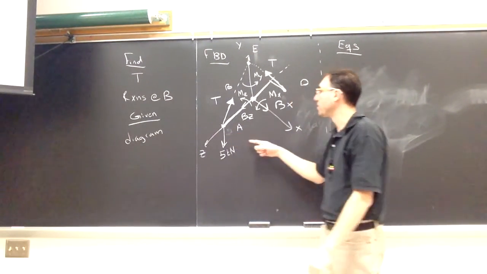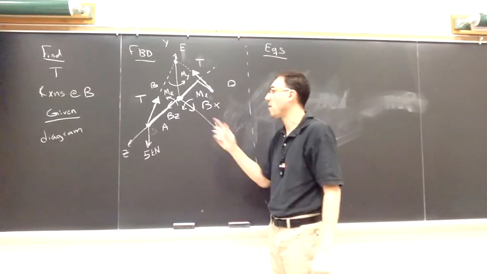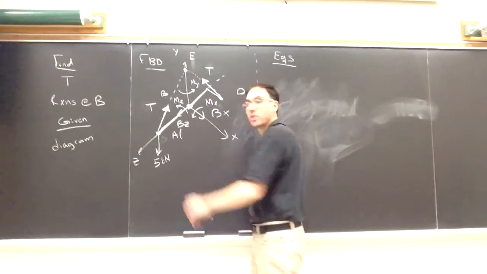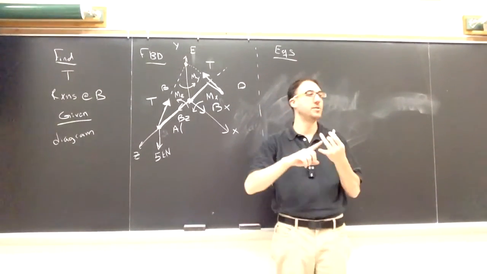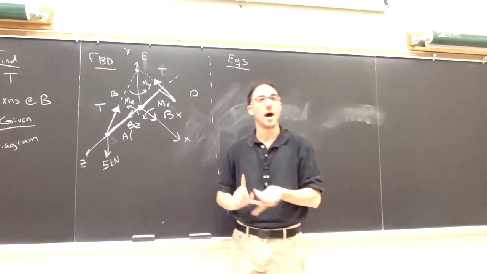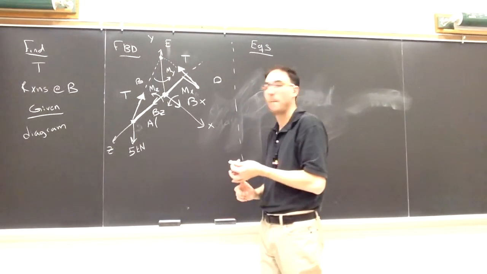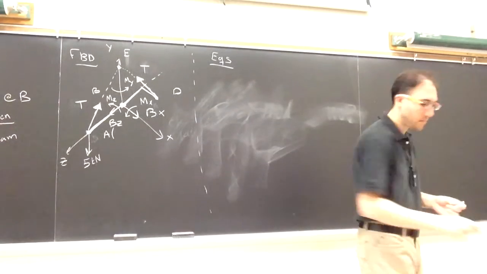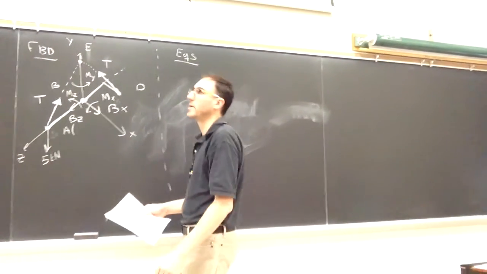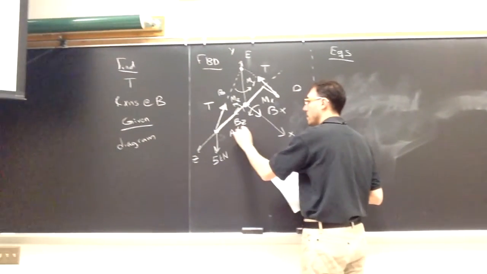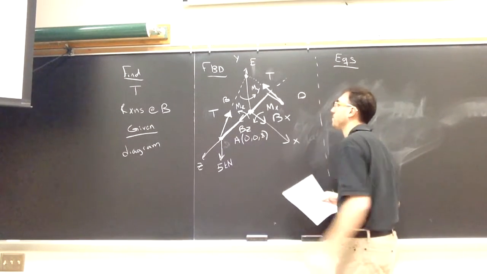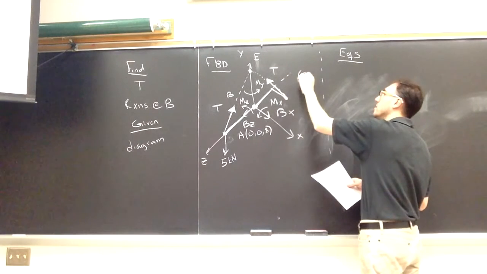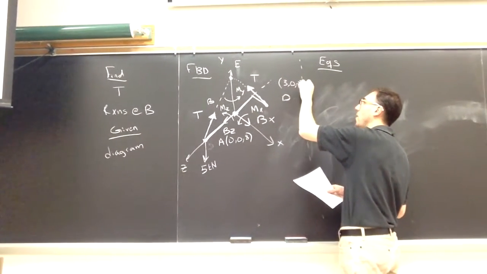I need to include, or the easiest thing to include in 3D are these coordinates. B is at the origin, and the coordinates will give me enough information to be able to do cross products, enough information to find components of forces along x, y, and z. A is going to be located at 0, 0, 8. D is located at 3, 0, negative 2. These are all in meters.